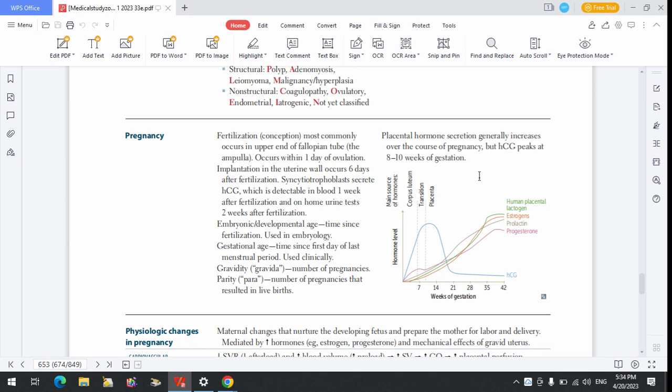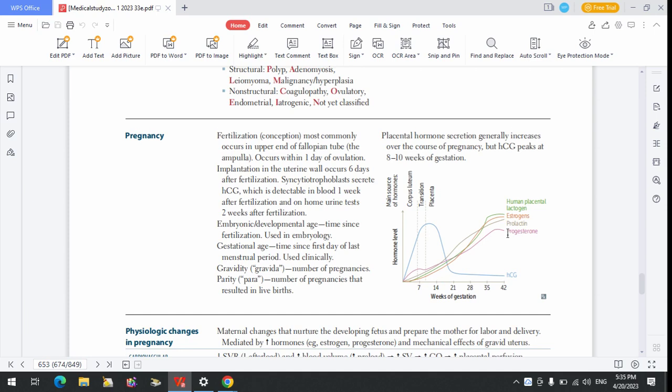Do you guys understand what is happening there? I don't think they can ask you to identify this curve, which I think is very unlikely. What they can ask is, at what point does HCG peak? 8 to 10 weeks, which is at this point.